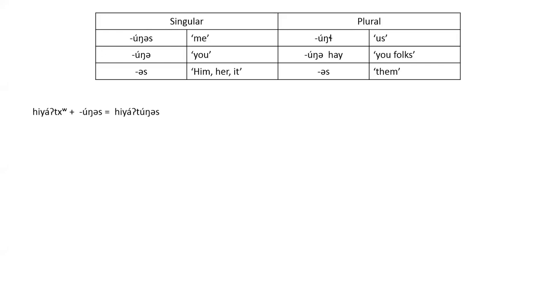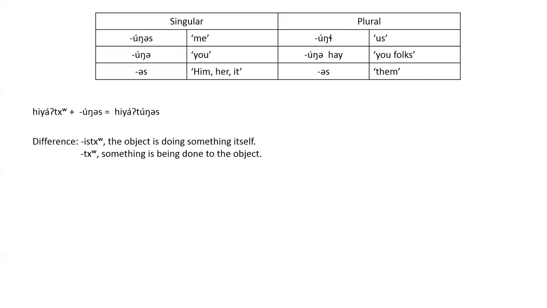Remember that the object of east causative is animate or something that is perceived to act on its own. The big difference between east and t causative is that with east, the object is doing something itself while something is being done to the object. If the object of t causative is inanimate, the meaning involves the idea that the object is acted on directly. Compare, for example, the following two sentences.